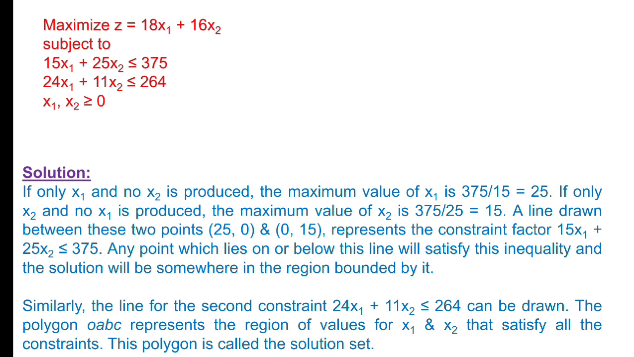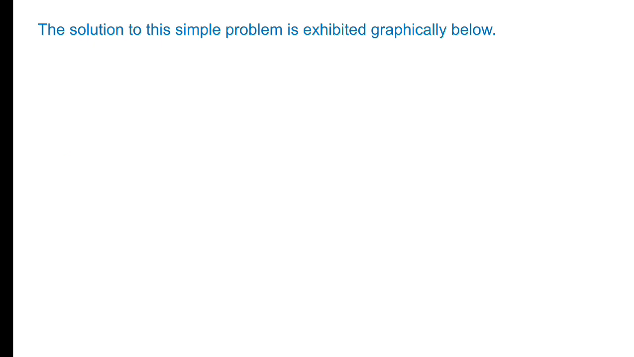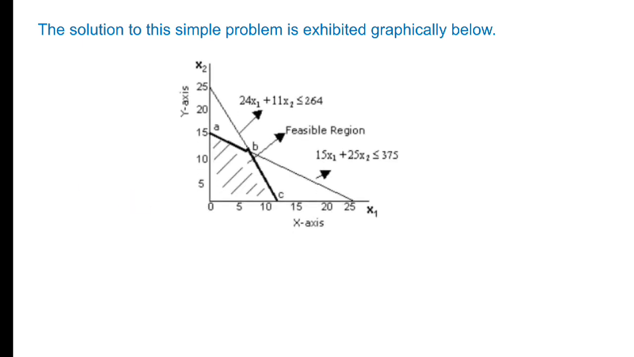Similarly, the line for the second constraint 24x1 plus 11x2 less than or equal to 264 can be drawn. The polygon OABC represents the region of values x1 and x2 that satisfies all the constraints. This polygon is called the solution set. The solution to this problem is exhibited graphically. The graph is drawn. See the two lines.